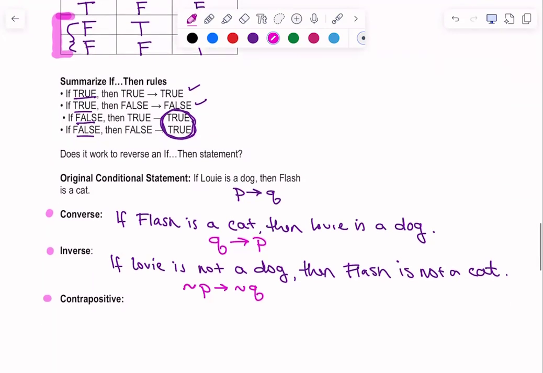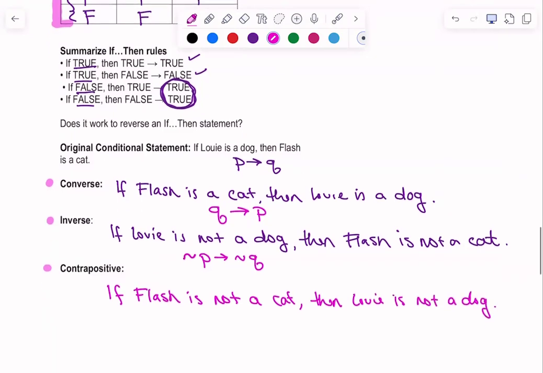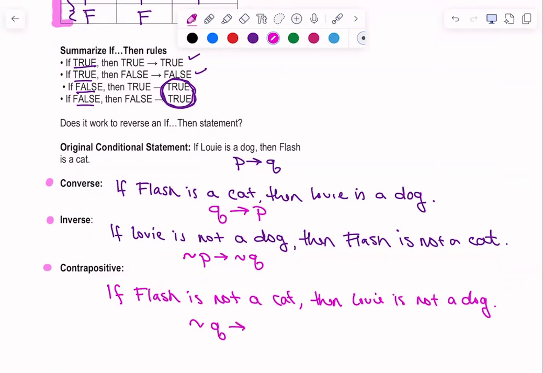Now the contrapositive is the combination of these two. I'm going to say, if Flash is not a cat, then Louis is not a dog. With my symbols, that is, if not Q, then, that arrow means then, not P.